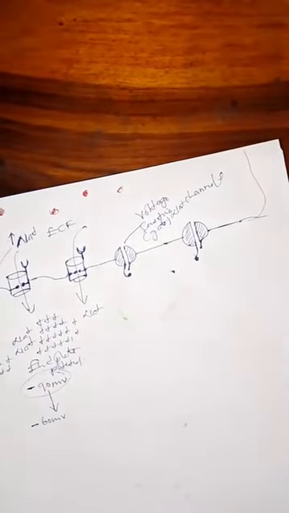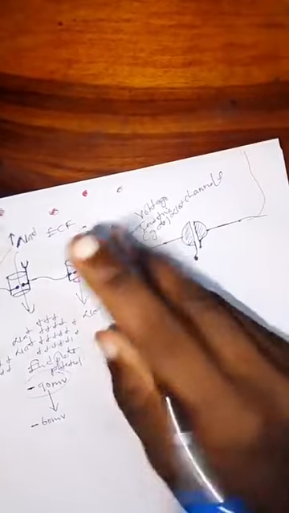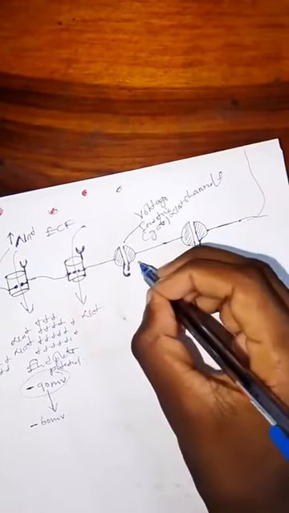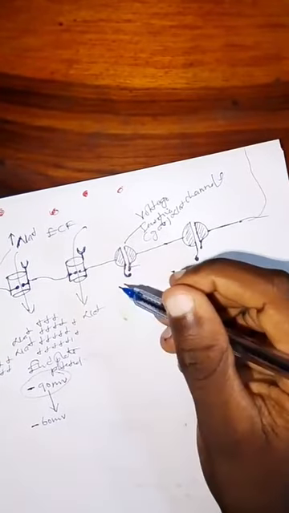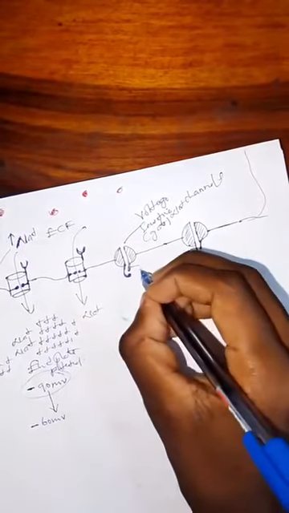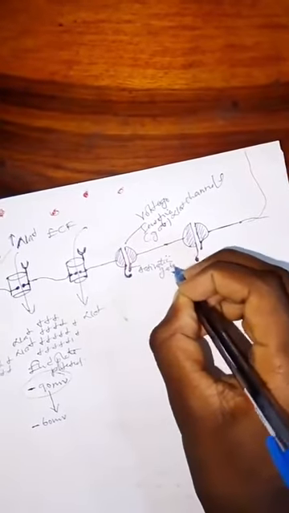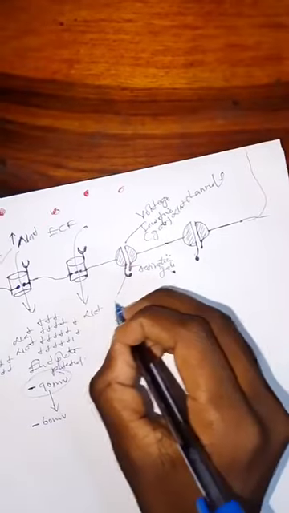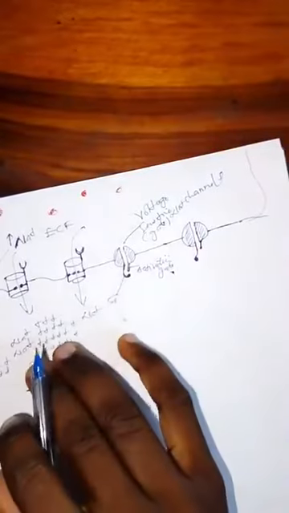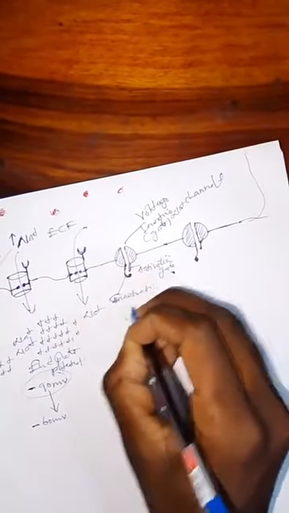What happens is that this channel has two parts. It has the activation gate and the inactivation gate. This is the activation gate, and this is the inactivation gate. I'll show you how these gates function.